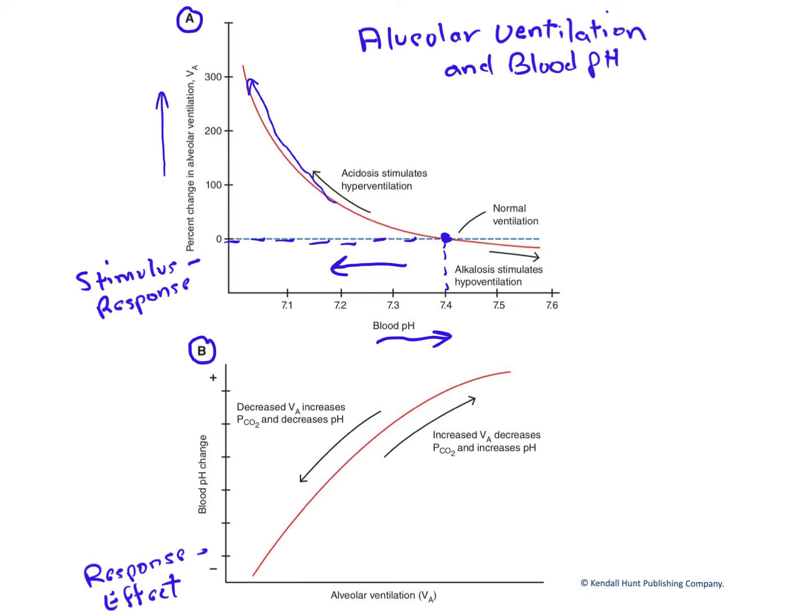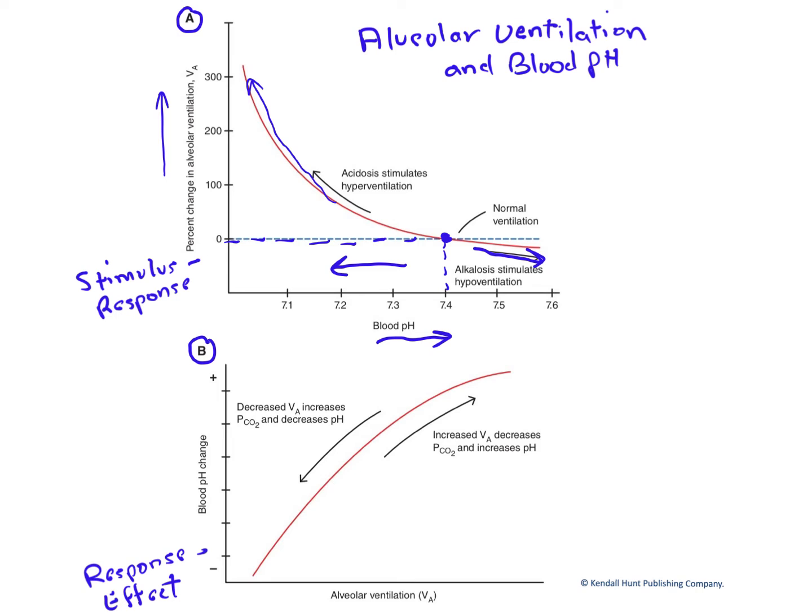The opposite is true also. If there is an increase in the pH of blood, that's also detected by chemoreceptors, signals sent to the medulla. This time the outcome is the opposite. The medulla is going to cause a decrease in ventilation rate. It's going to drop down to less than it was before. Now we're ready to move to graph B.